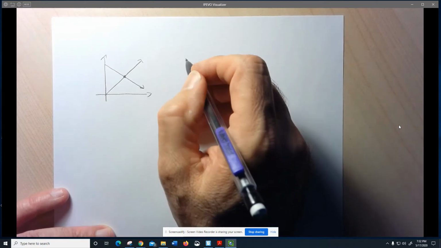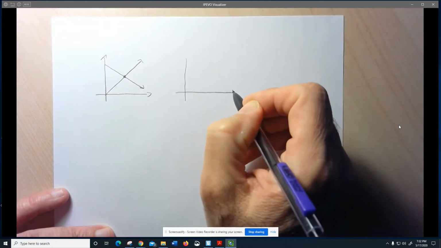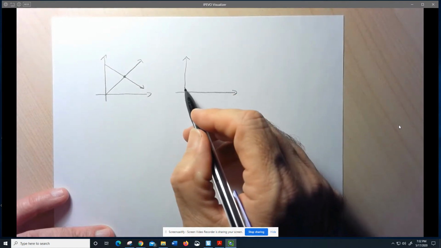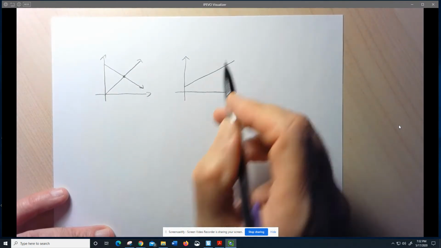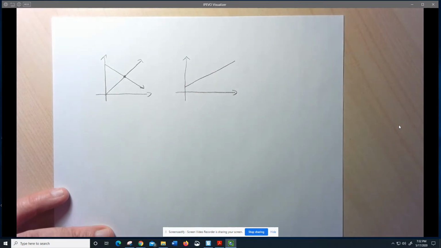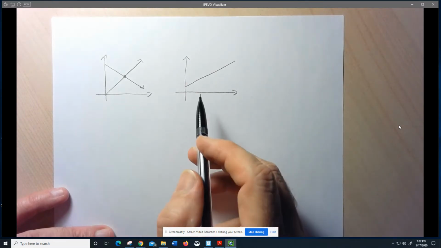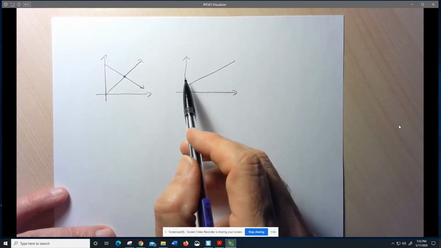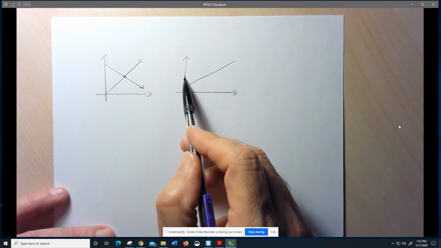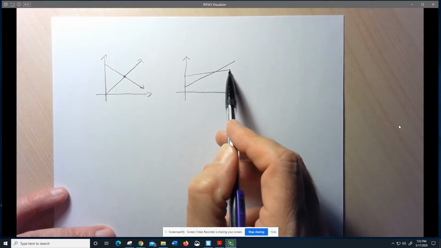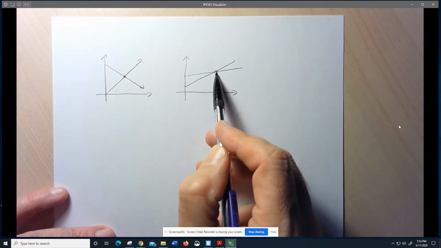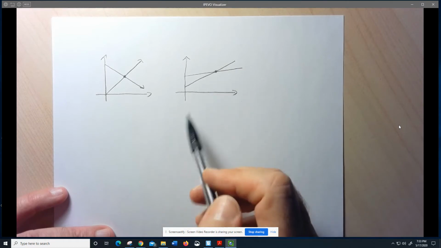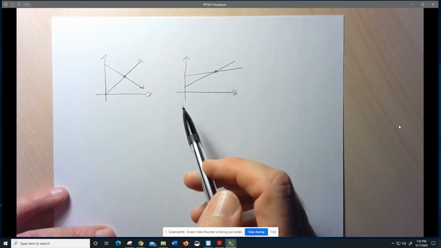Or it could have been a cost question. The cost of a gathering, depending on the number of people, might be given by this line here, and then you might have another hall that's charging more to rent the hall itself, but then less per person. And at a particular number of people, they charge the same amount. So depending on how many you're going to be, you're going to choose one over the other.